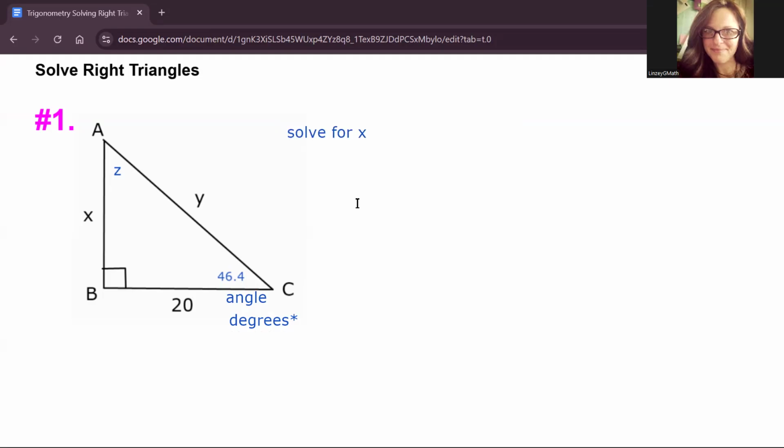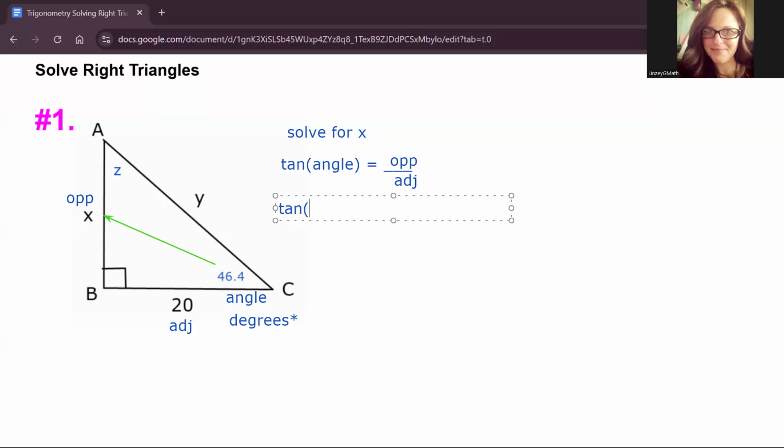I see that x is the opposite side of the given angle. They also gave us the adjacent side of this angle. Opposite over adjacent, we think tangent. Tangent of an angle is equal to the opposite side over the adjacent side.